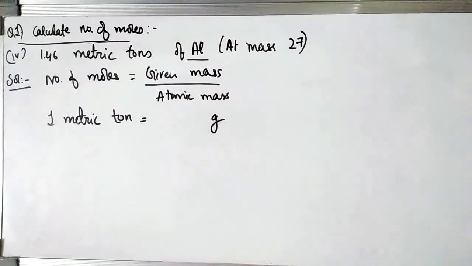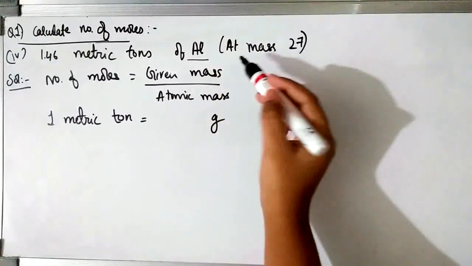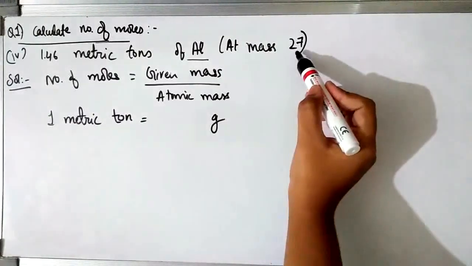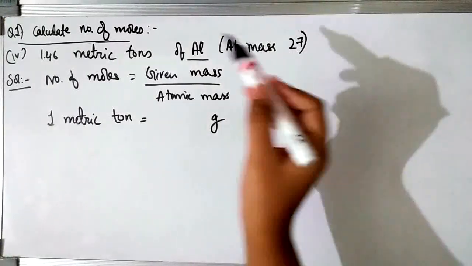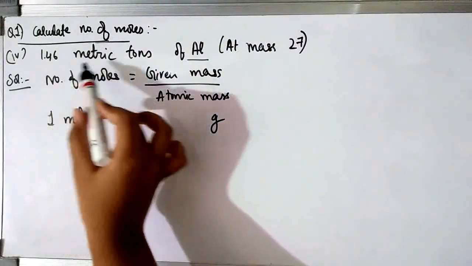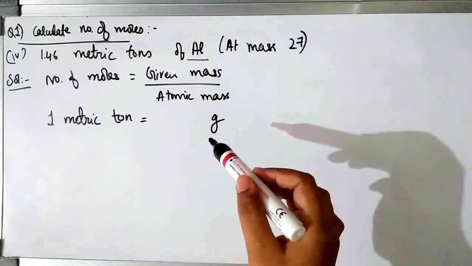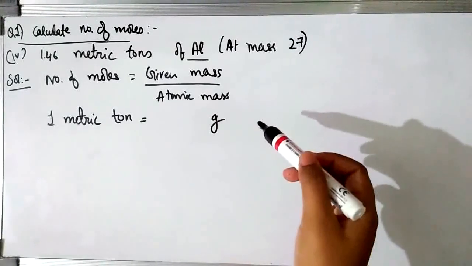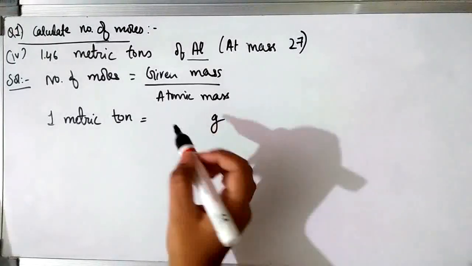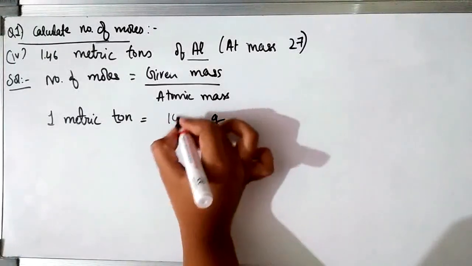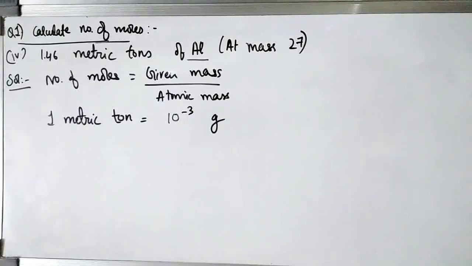So this time we have to calculate the number of moles of aluminium. We know the atomic mass of aluminium is 27, and they have given us the mass to be 1.46 metric tons. Now how much does 1 metric ton be in grams? So 1 metric ton will be equal to 10 to the power minus 3 grams. Okay, that is the conversion for metric ton into grams, that is 1 metric ton is equal to 10 to the power minus 3 grams.